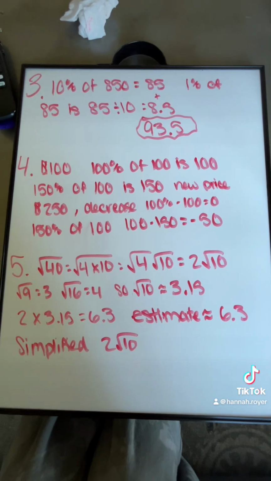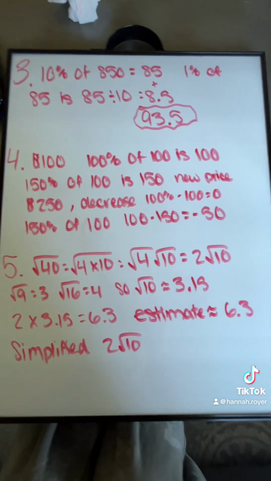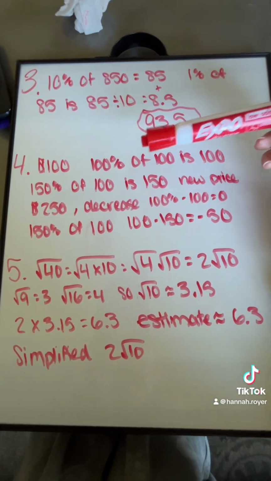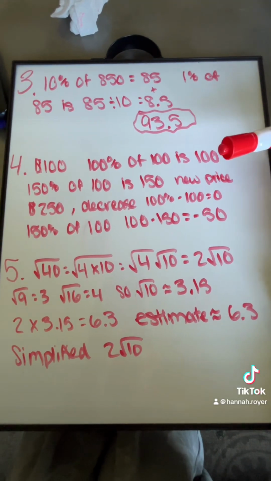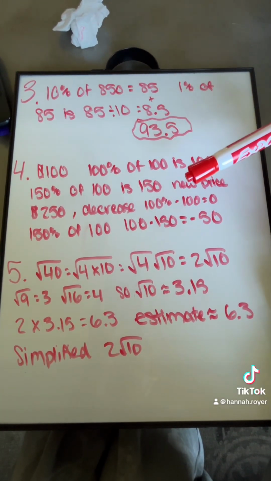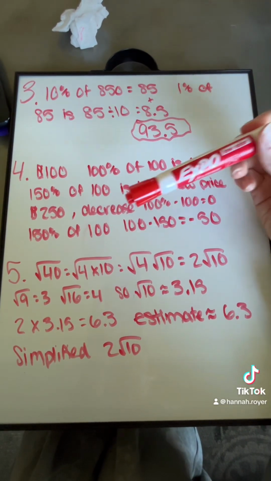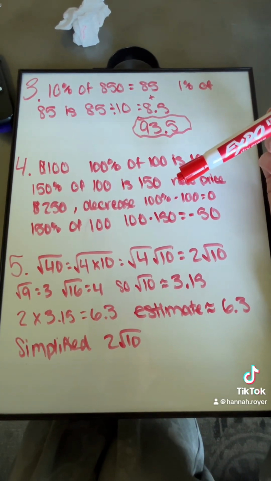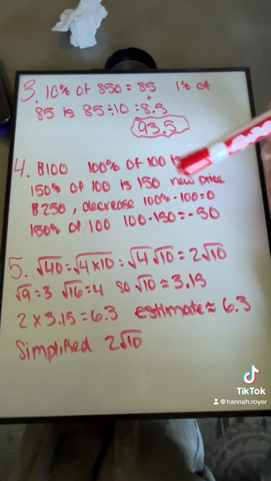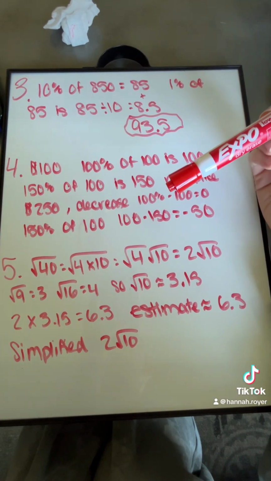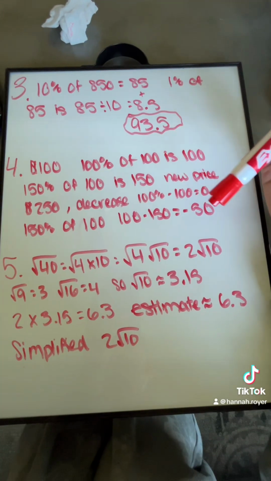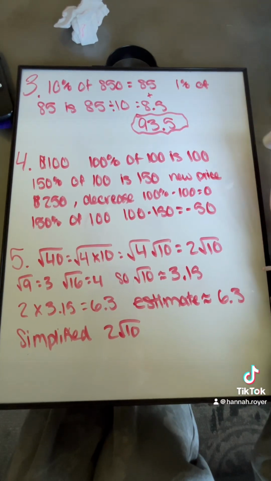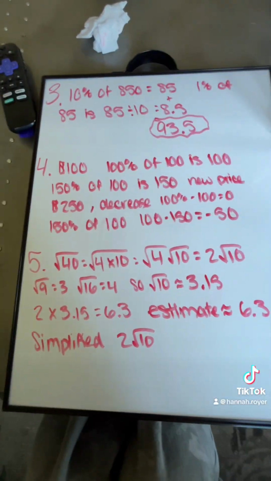So for number 4, I kind of made up my own problem. Like, say something is $100. 100% of 100 is 100. 150% of 100 is 150. So the new price would be 250. So that works. But for a decrease, 100% minus 150% of 100 would be -50. And you can't buy something for negative dollars. We just always buy something in positive money.